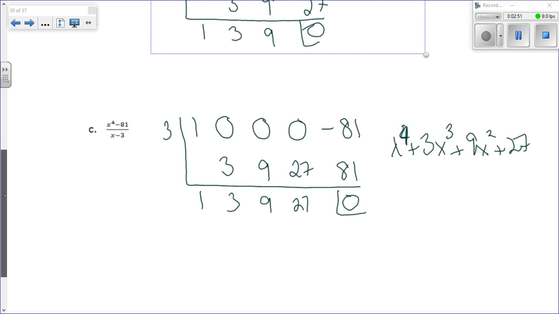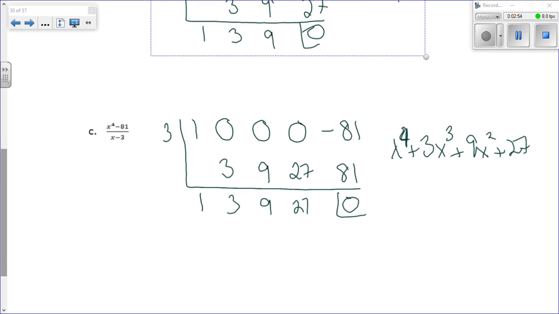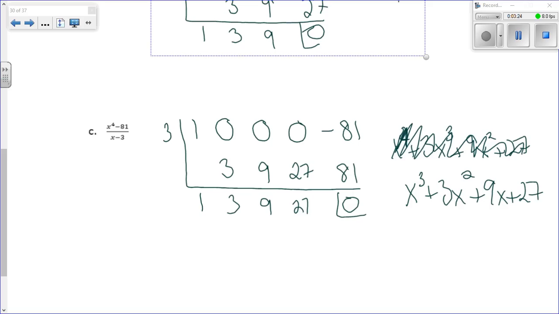So when we did this, there was a pattern with the answers. If you look at all the answers, everything is a power of 3. And our exponents are always descending powers. I'm sorry, I messed up writing this answer. It should be x cubed plus 3x squared plus 9x plus 27. My powers are descending and they're all 1 less than what I had there.